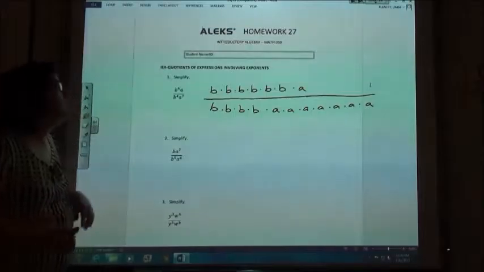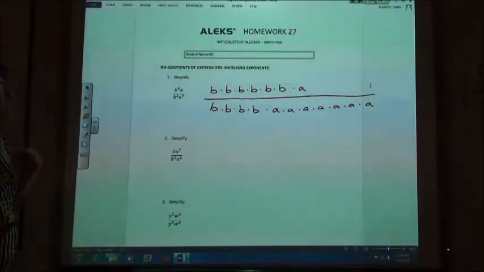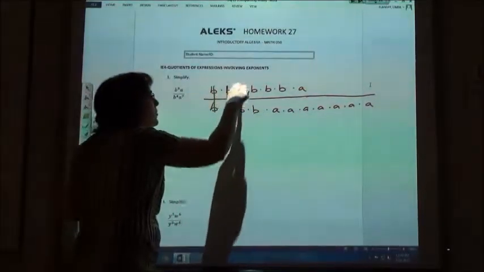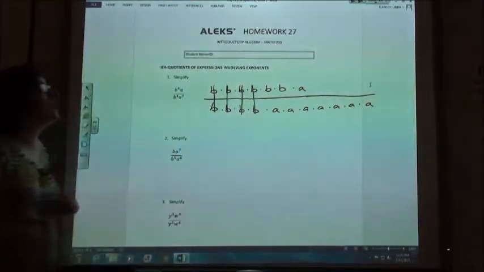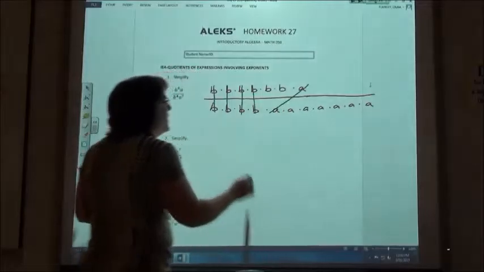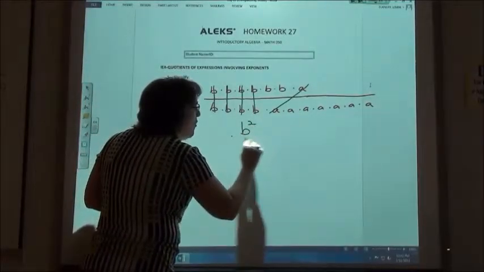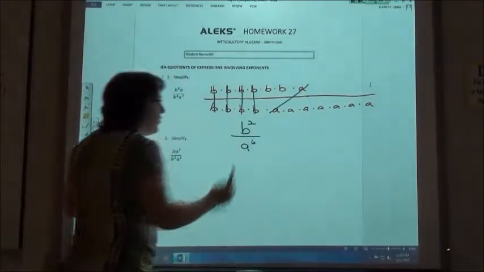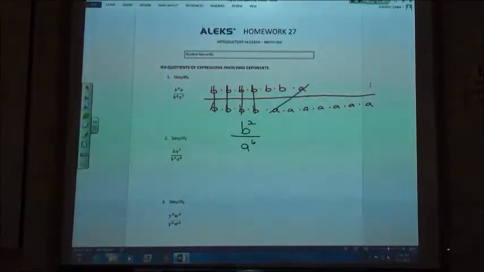You mean how many of them are the same? Yeah. Okay, so then 4. I cancel out 1, 2, 3, 4 of them. And how many a's can I cancel out of there? Just one of them. So what I end up with is b to the second over a to the sixth, right? Now I obviously don't want to have to write all those a's and b's out.